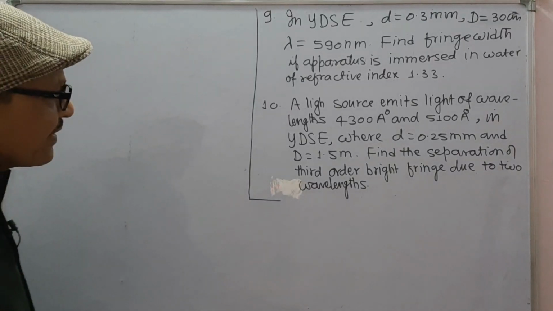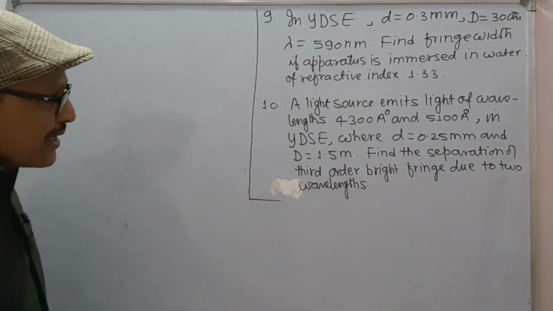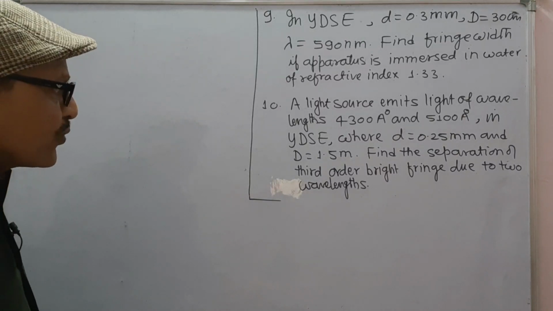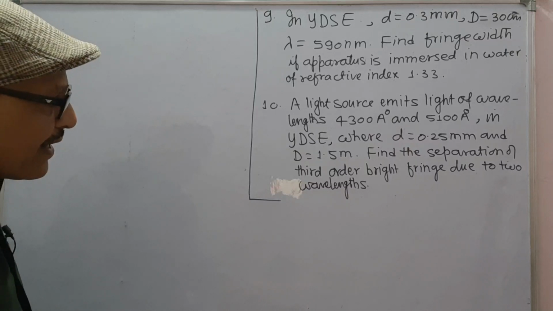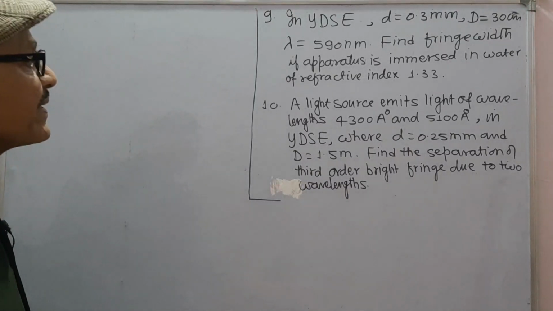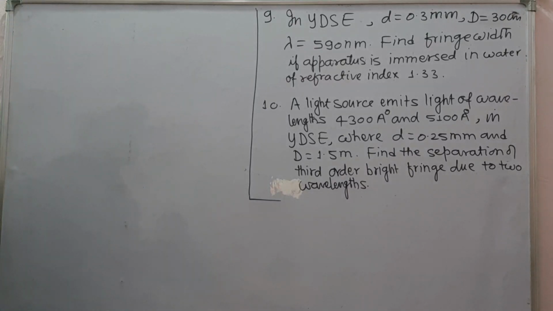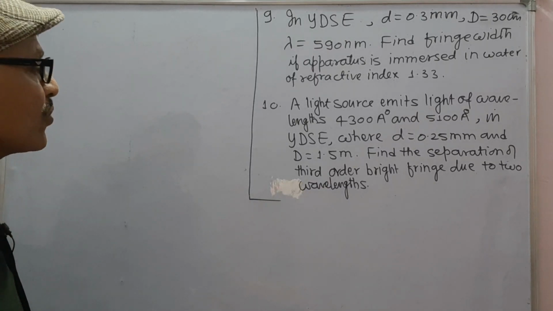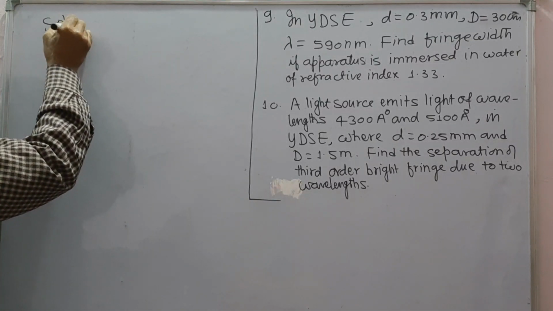Next question number 10. A light source emits lights of wavelengths 4300 angstrom and 5100 angstrom in Young's double slit experiment, where small d is 0.25 millimeter and capital D is 1.5 meter. Find the separation of third order bright fringes due to two wavelengths. Solution to question 10.